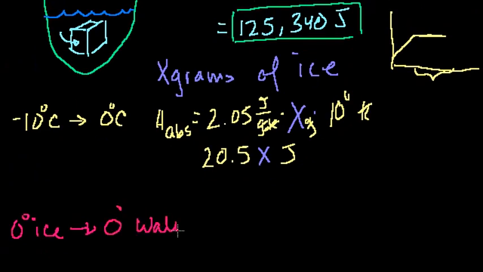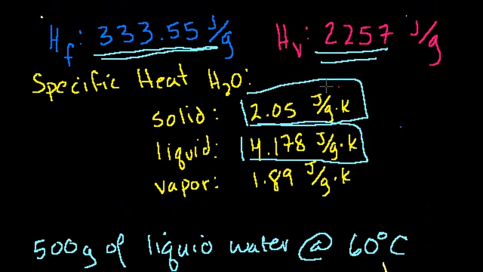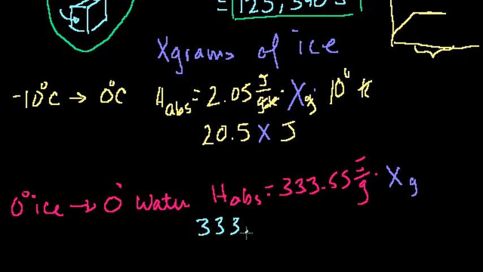Well, the heat absorbed now is going to be the heat of fusion of ice, or the melting heat, either one. That's 333.55 joules per gram times the number of grams we have. Well, once again, that's X grams. They cancel out. So the ice will absorb 333.55 joules per gram as it goes from 0 degree ice to 0 degree water. So the total amount is 333.55 X joules. Let me put that X there.